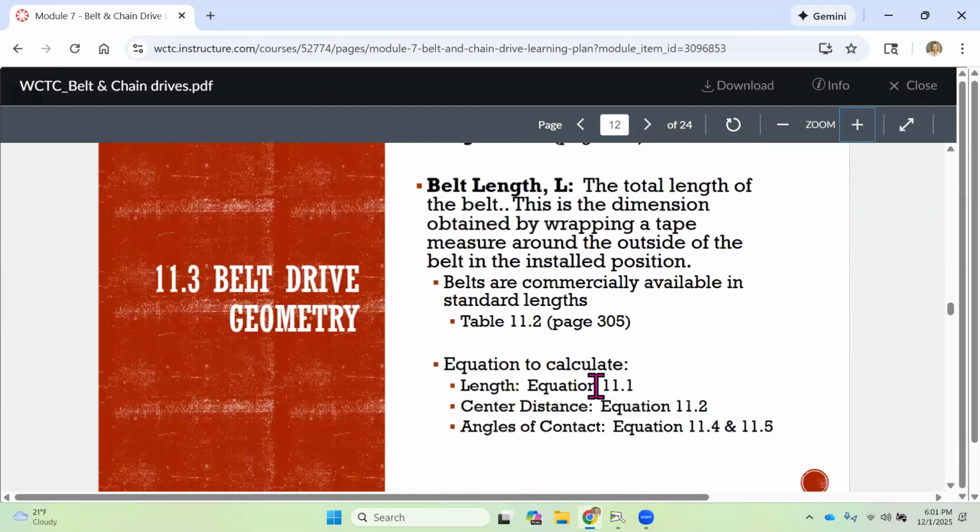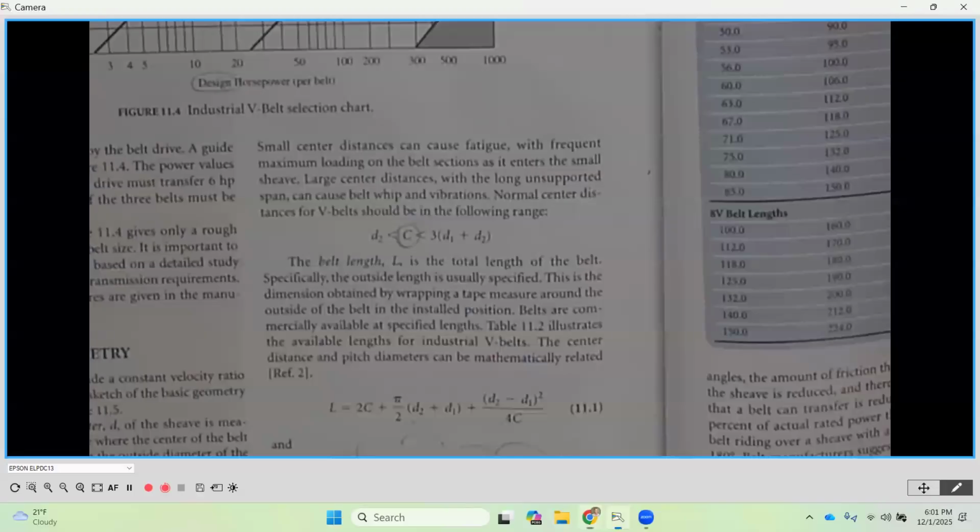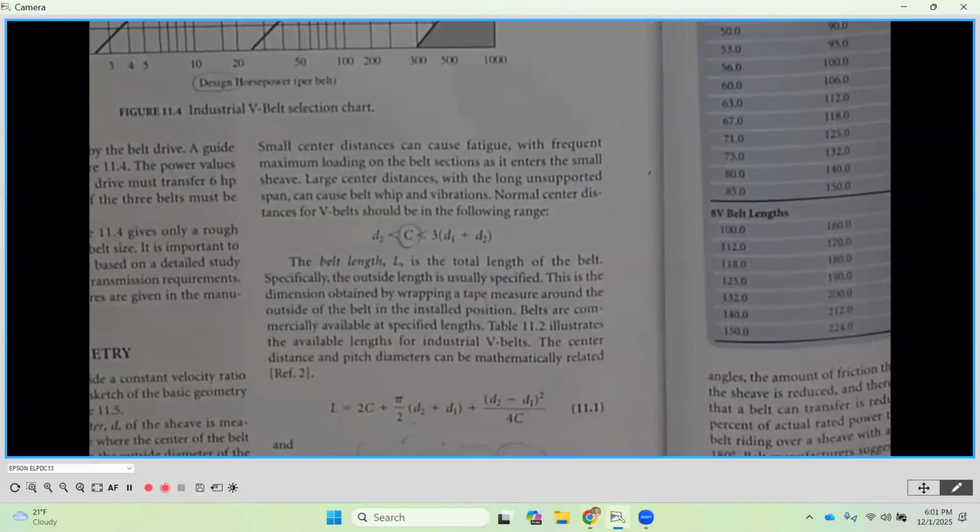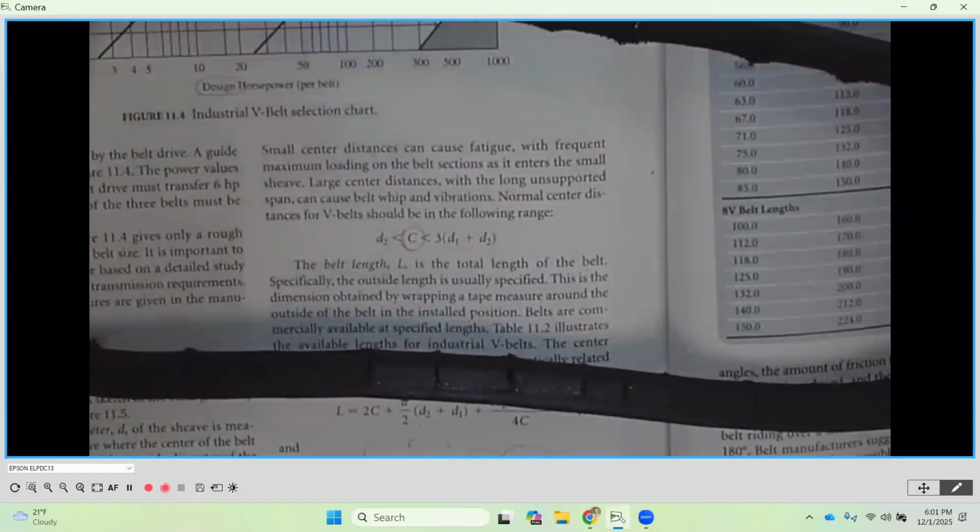Now, belt length. Belt length is going to be the total length of that belt, okay? So if we look underneath at this V-belt, this V-belt is a continuous loop, okay? There isn't a part here that we would take apart and put back together.